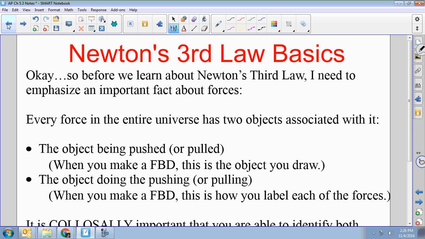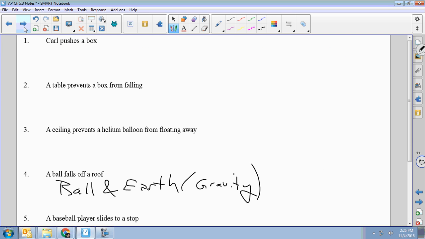All right. So really quick, here's what we did. We did Newton's third law, right? For every action, there's an equal and opposite reaction. It's super important that you identify the two objects, right? What's being pushed, what's being pulled. Everybody okay with that? So, like I said, most examples are pretty straightforward. If you've got, you know, Carl pushing a box, the two objects are Carl and the box.